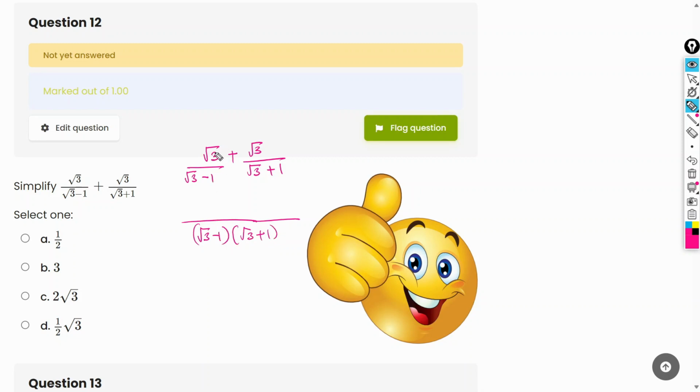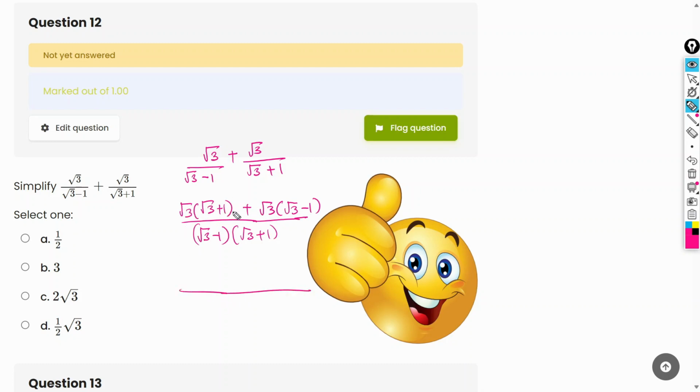Alright, so we divide and then we multiply. I'm going to have root 3 multiply root 3 plus 1, then plus what? Root 3 will multiply root 3 minus 1. Okay, I'm making progress. Expand the top.